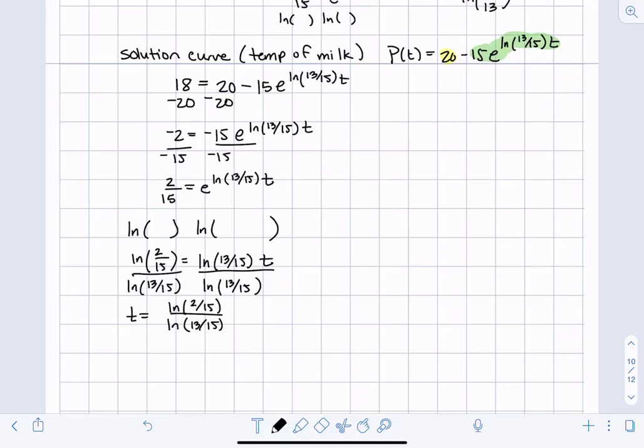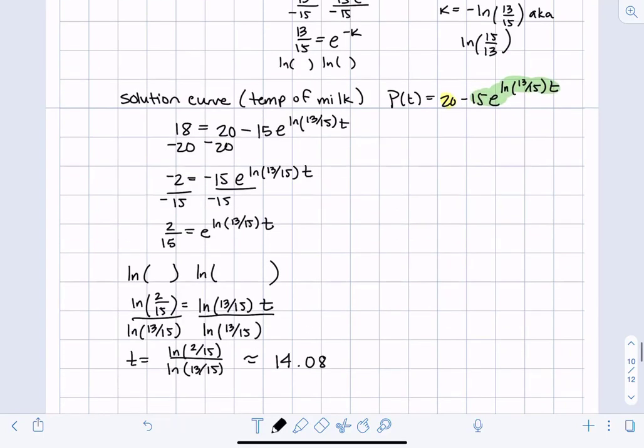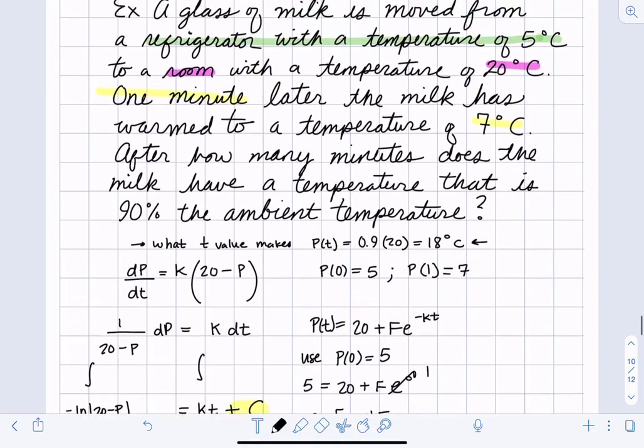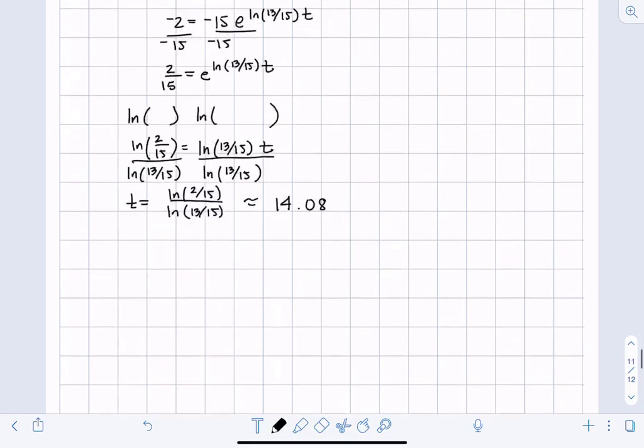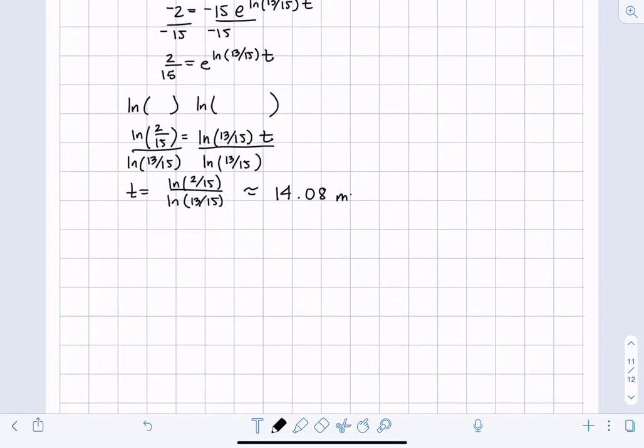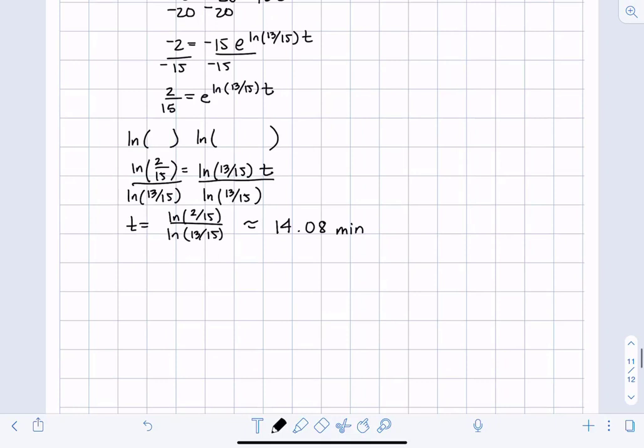Just out of curiosity, see what it would be. 2 over 15 divided by ln of 13 over 15. We get about 14.08. Okay, and thinking about our unit of time, it was given to us in, I believe, minutes. Yes, after how many minutes? And 1 was assumed to be a minute with our condition. So this would be 14.08 minutes. So in 14.08 minutes, our milk is going to be 90% of the ambient temperature.